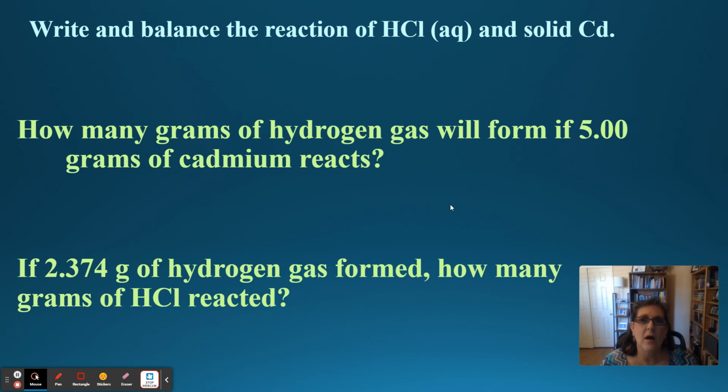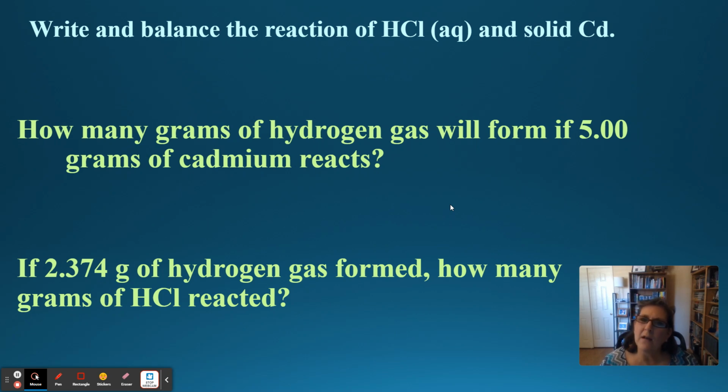First ask yourself, what type of reaction is that? And then hit pause and see if you can write and balance this reaction on your own. It's good practice. You're going to see lots of balancing and writing reactions on your final. Okay, we're back. So we have HCl, aqueous, and solid Cd.